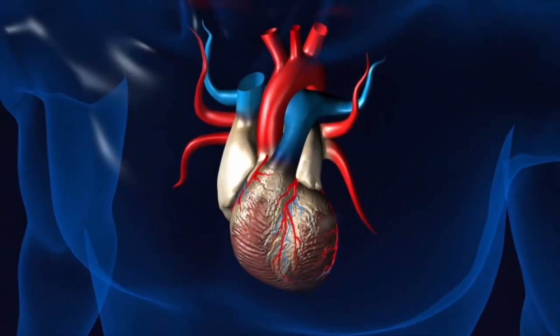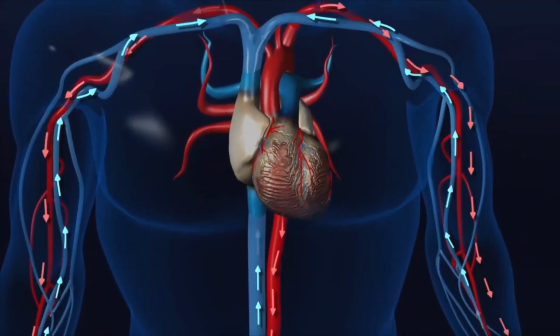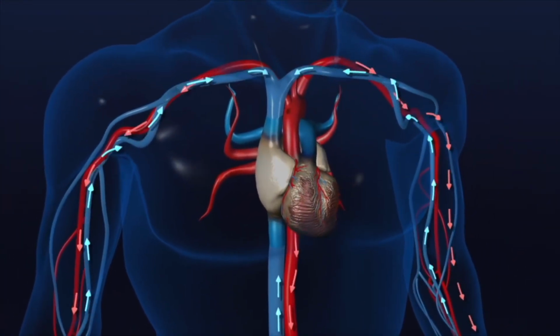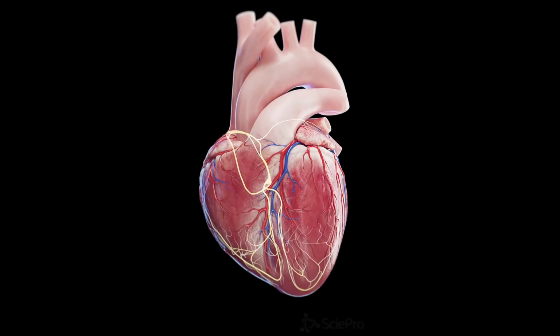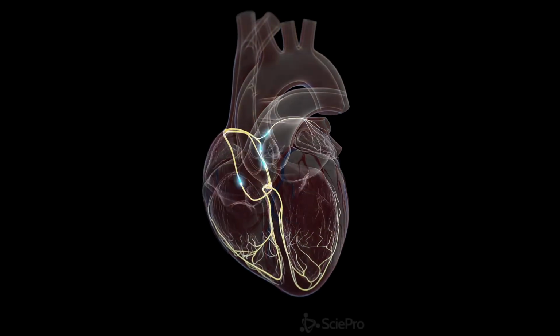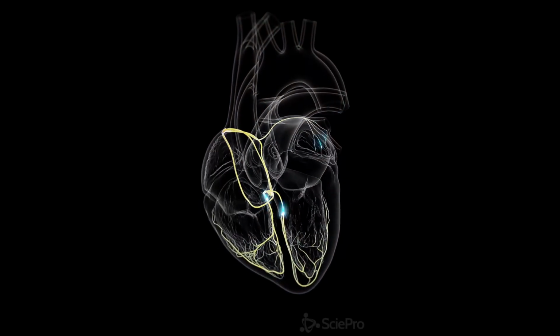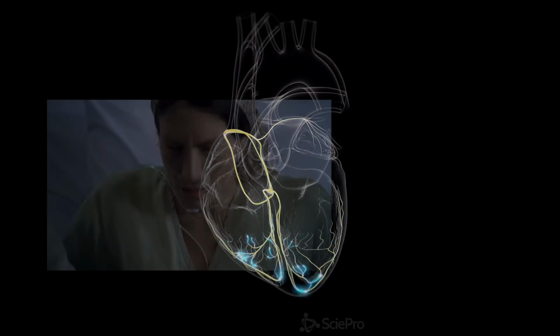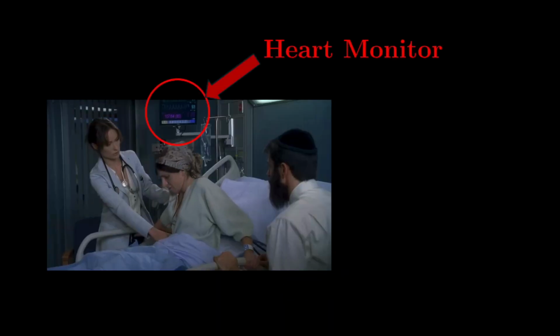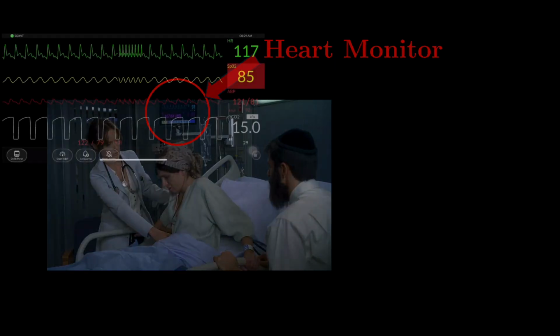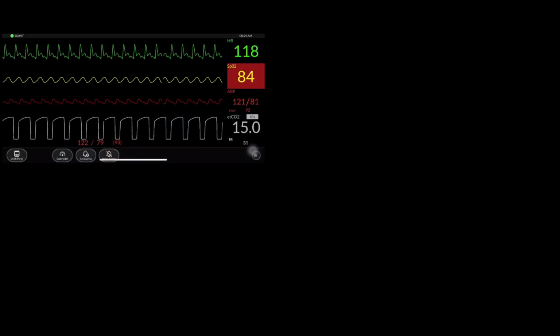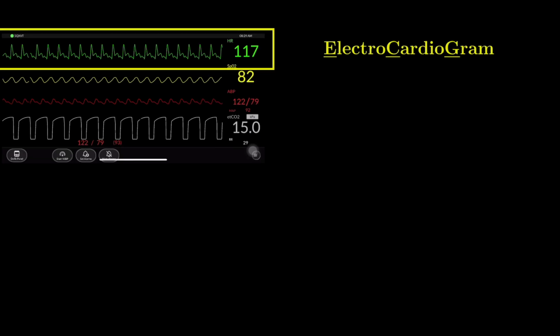The human heart is an engineering marvel, a powerful, self-regulating pump that keeps us alive by circulating blood throughout the body. It does this using carefully timed electrical signals that coordinate the contraction of its chambers. If you ever watched a medical drama or visited a hospital, you've likely heard the iconic beep associated with heart monitors. This sound comes from an electrocardiogram, or ECG for short.